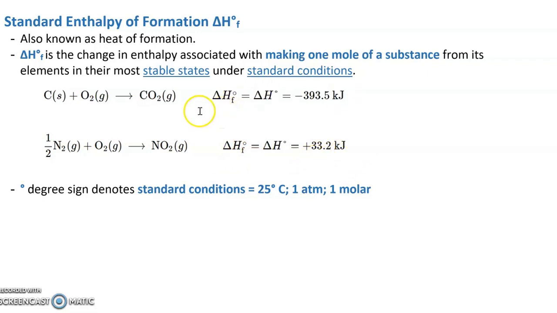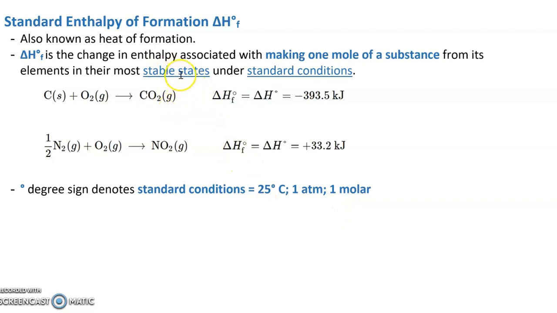And so a word about stable states and standard conditions of these elements. The first thing that you're going to see in our delta H values for heat of formations is that degree sign. We pronounce that naught. And it denotes standard conditions, which means 25 degrees Celsius, 1 atmosphere pressure if we're dealing with gases, and 1 molar aqueous solution. And what do we mean by most stable states?